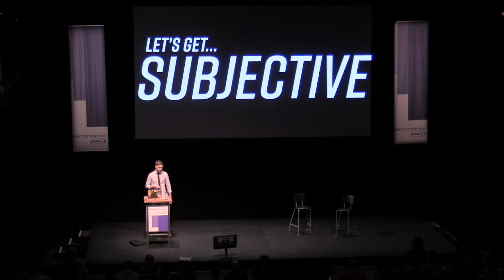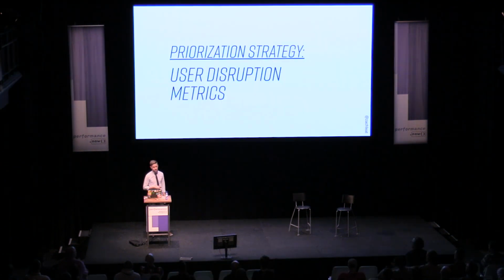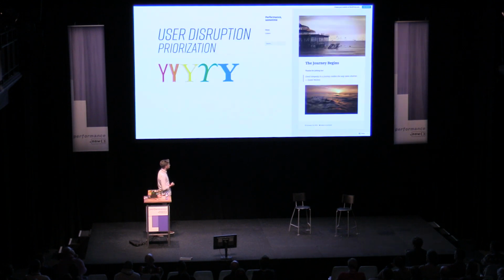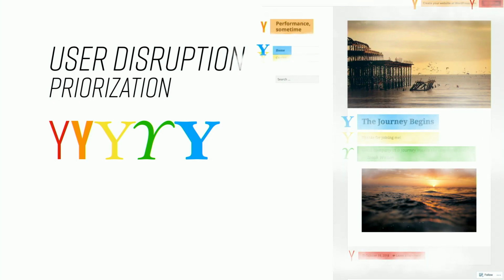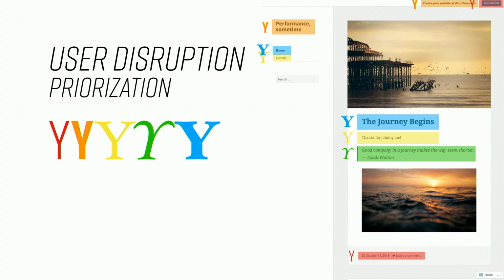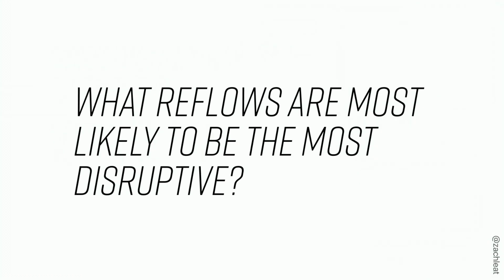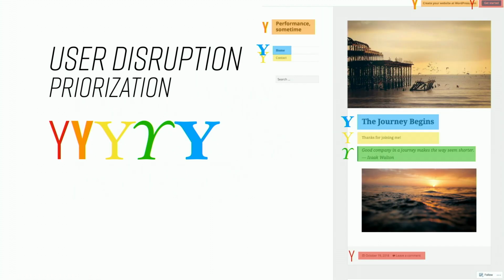So we're going to get a little bit subjective here, and I'll go through real quickly 2 different prioritization strategies for how do we decide what to preload and what not to preload. First one is user disruption, and the second one is metrics-based. So when it comes to user disruption, you want to look at where your web fonts are used on your page and decide what your primary use case is for the page. And then ask yourself what reflows are most likely to be the most disruptive to the user as they interact with your page.